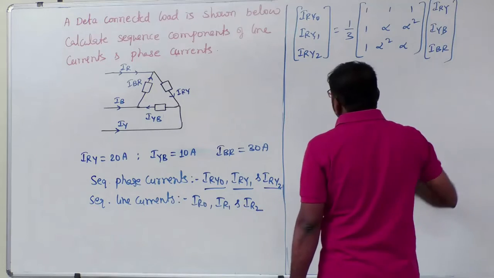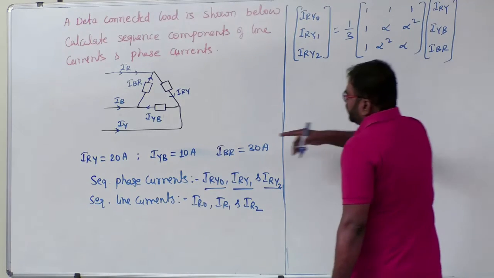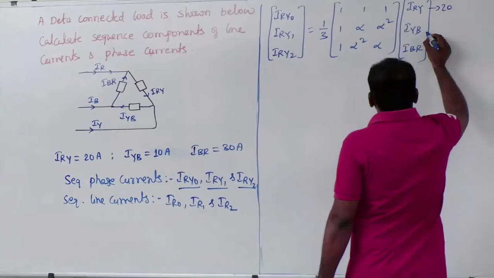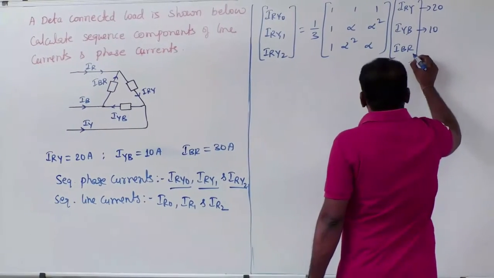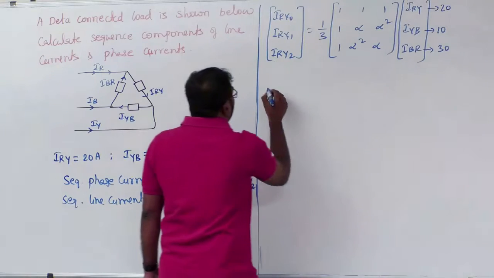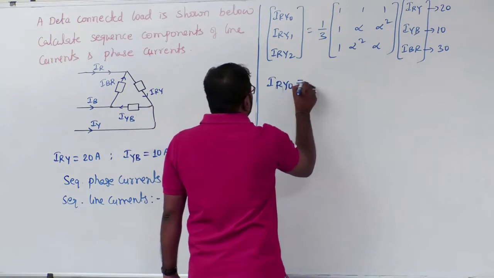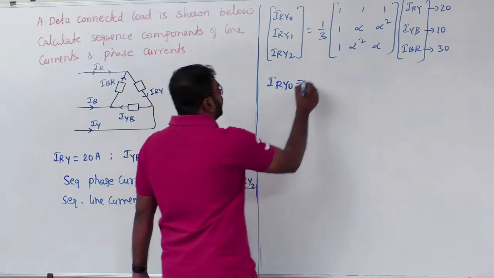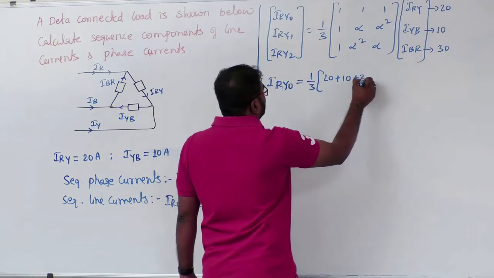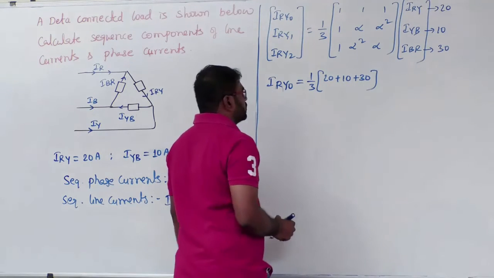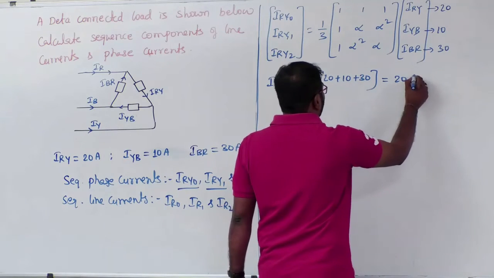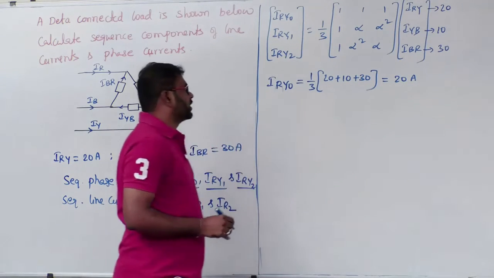Let's check what is IRY value. Sorry, IRY value is 20 amperes. This is 20, this is 10 and this is 30. So let's calculate IRY0. IRY0 equals 1 by 3 times 20 plus 10 plus 30, which is 60 by 3, 20 amperes. IRY0 is 20 amperes.